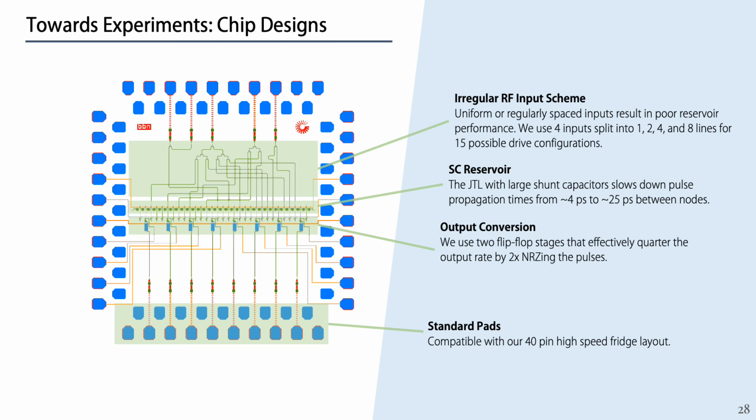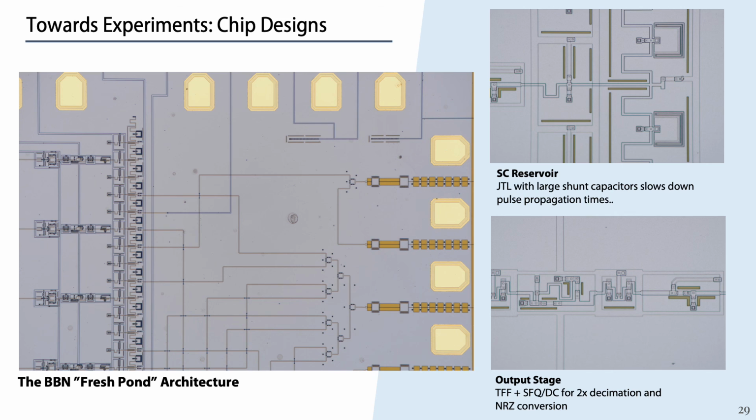The output stages are only used on a smaller subset of the junctions, 8 in this particular case, and this is using the NRZ decimation stage that I showed earlier. This overall system is compatible with our usual 40-pin high-speed fridge layout. We recently received these chips back from fabrication and are very excited to begin measurements. Some photographs of the same architecture I showed on the previous slide are shown here, with highlights of the reservoir itself, the Josephson transmission line on the top right of the slide, and the output stage, which is used to step the data down to something that can be measured from room temperature. That's shown on the bottom right of the slide.